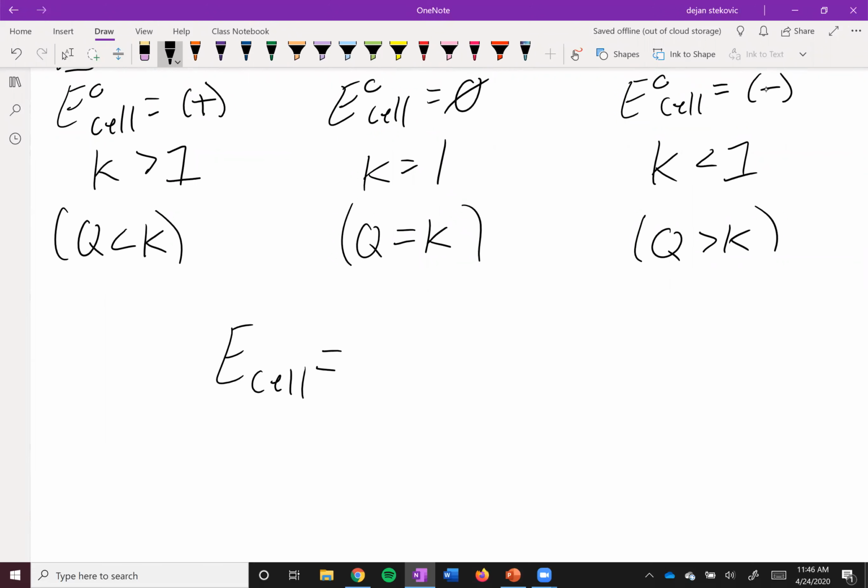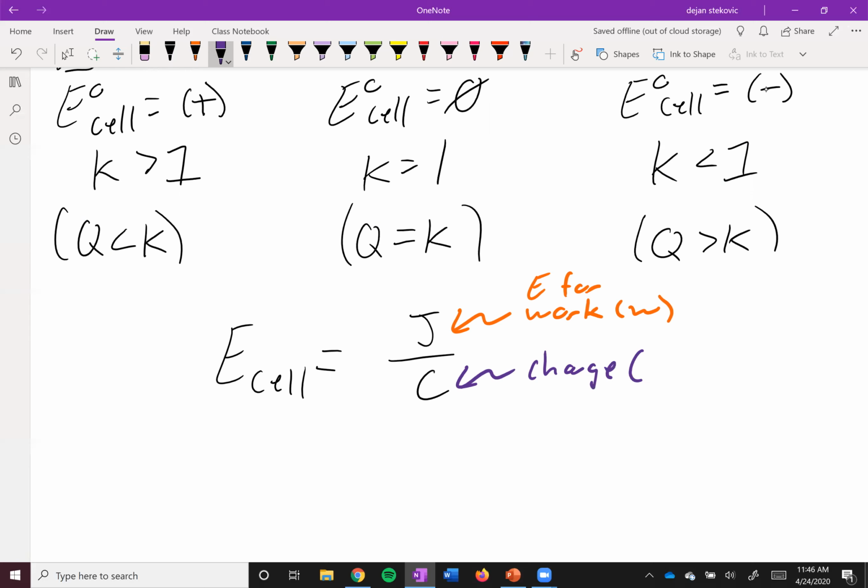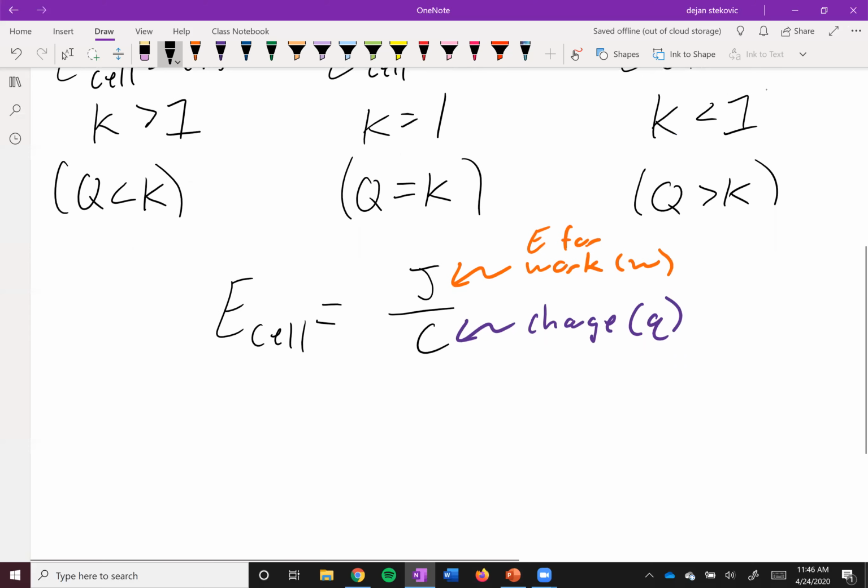If we think about the E cell, it's measured in voltage. And remember, voltage is joules per coulomb, where joules is a measure of energy. This is energy that can be used to do some work, right? So we'll call this energy for work, W. And then C is a unit of charge. It's a coulomb, and Q is also a symbol for a unit of charge. So Q is heat and charge, a little bit confusing, but whatever.